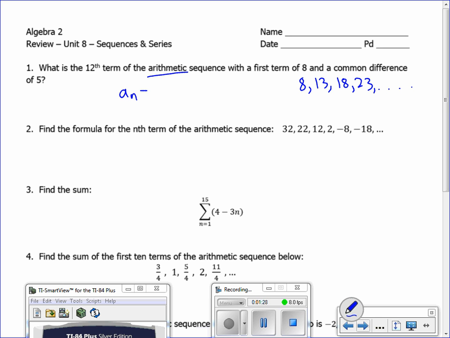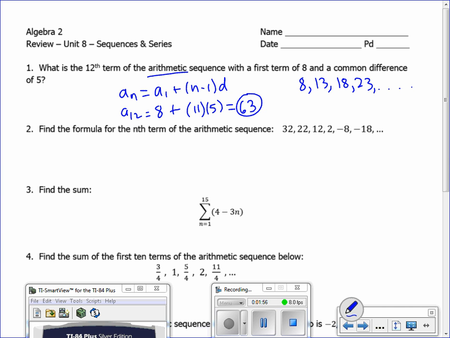I need my nth term. I don't need the whole formula. I have a1 plus n minus 1 times d. So if I want the 12th term, a1 is 8, plus, n minus 1 becomes 12 minus 1. Well, 12 minus 1 is 11, and my common difference is 5. So 11 times 5 is 55. 55 plus 8 is 63.